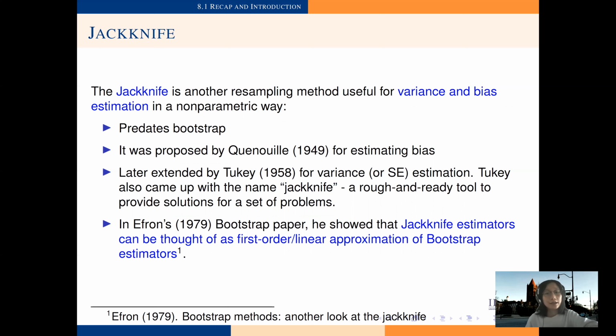In the bootstrap paper by Efron, which was written in 1979, he showed that jackknife estimators can be thought of as a first order or a linear approximation for bootstrap estimators. So you can see that these two are actually connected in some ways. If you're interested in this connection and the math stats background of this, you might go to Efron's 1979 paper, where he shows the equivalence of the two under the Bernoulli settings.